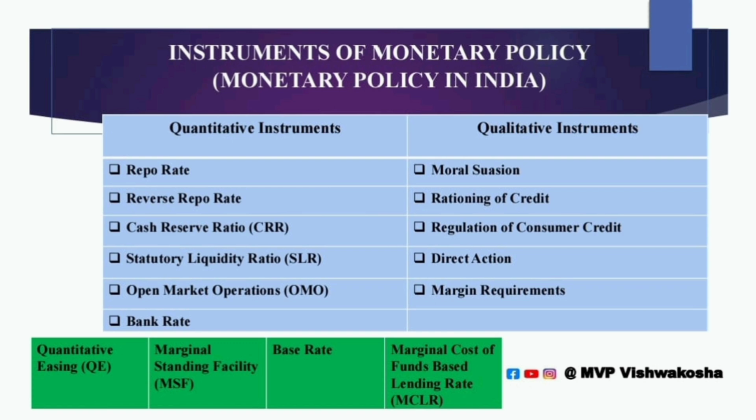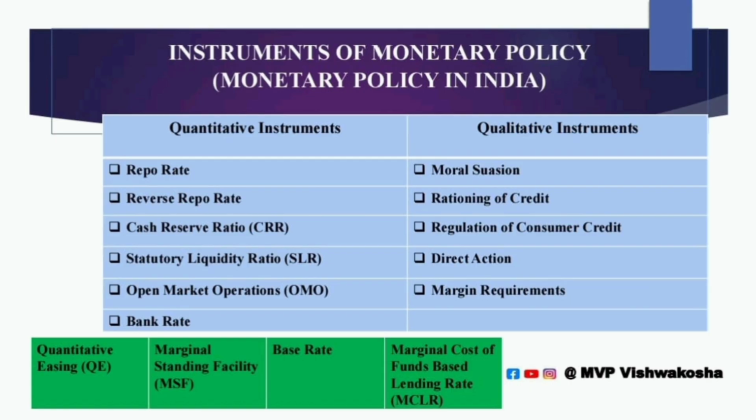And this is about regulation of consumer credit. Next one is direct action. In direct action, the central bank takes strict steps against non-compliant banks, and may also involve restricting operations or imposing penalties. It is also used for serious regulatory violations or risk mitigation.